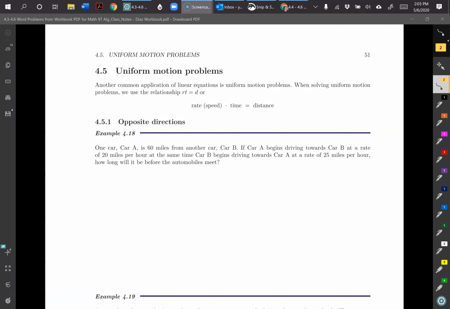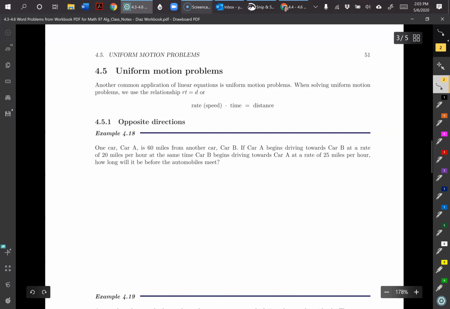Okay, now we're going to look at uniform motion problems, and these are kind of tricky. So just bear with it, and it might take some more practice than you needed for the other things. This is page 51 in your workbook. It starts with opposite directions.